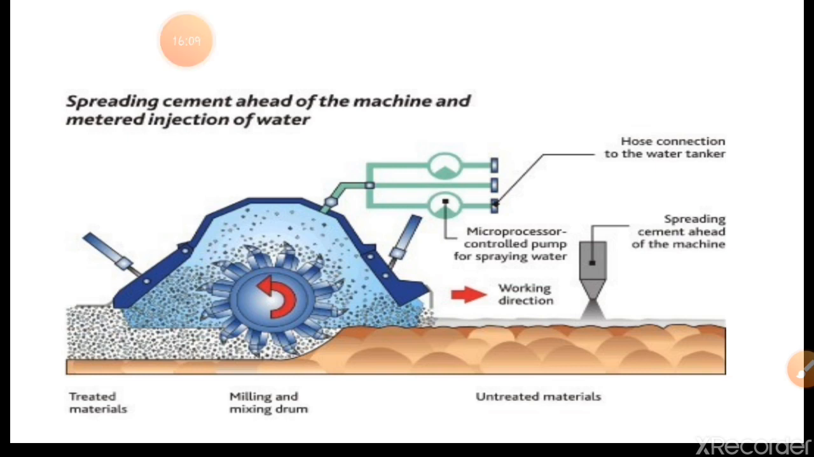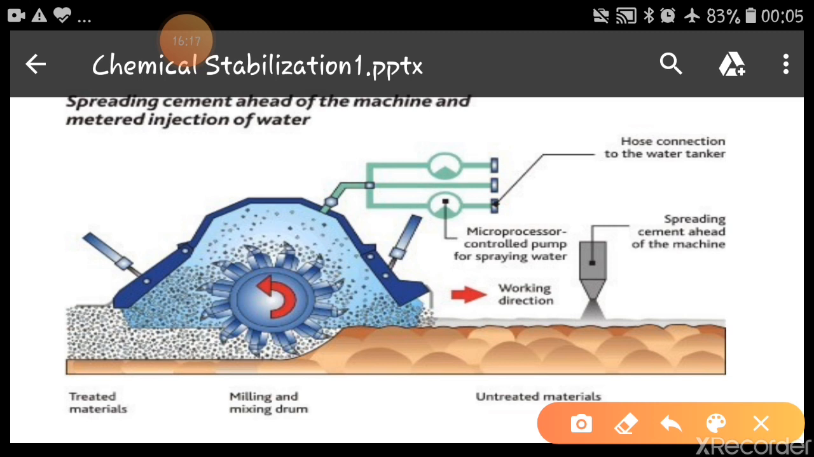The diagram shows the process of mixing cement with the soil. We can see here the direction of movement towards the right, and this portion shows the untreated soil, whereas here at the back it shows the treated soil.